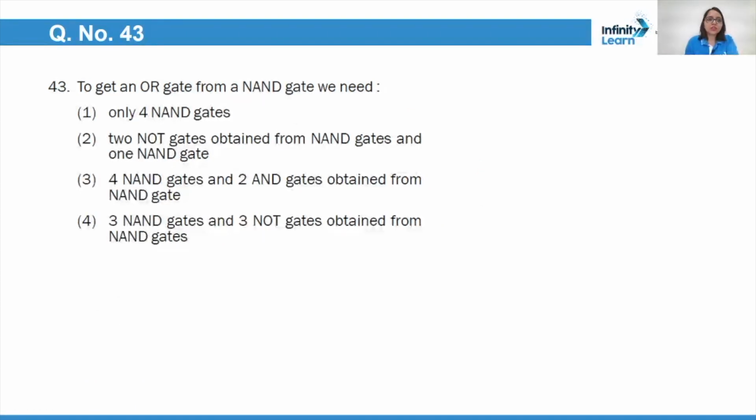Question number 43. To get an OR gate from a NAND gate, we need. So basically we can get it as A bar, B bar, whole bar, an OR gate from NAND gates. So we need two NOT gates made from NAND gates and one NAND gate. So this will be option 2.